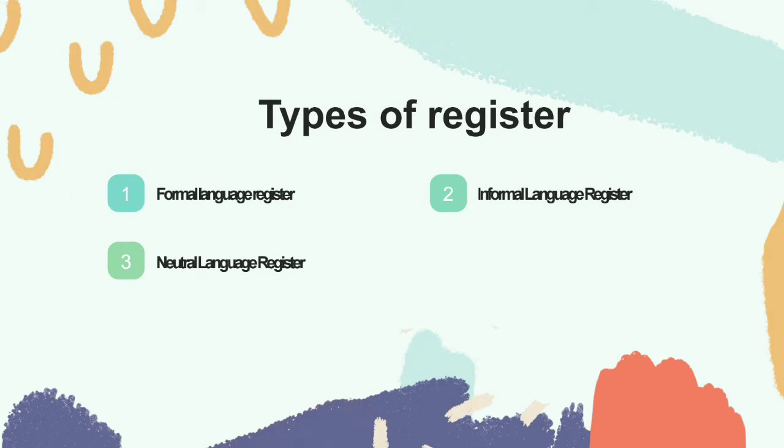For the next material is types of register. Types of register are divided into 3. The first is formal language register, the second is informal language register, and the last is neutral language register.